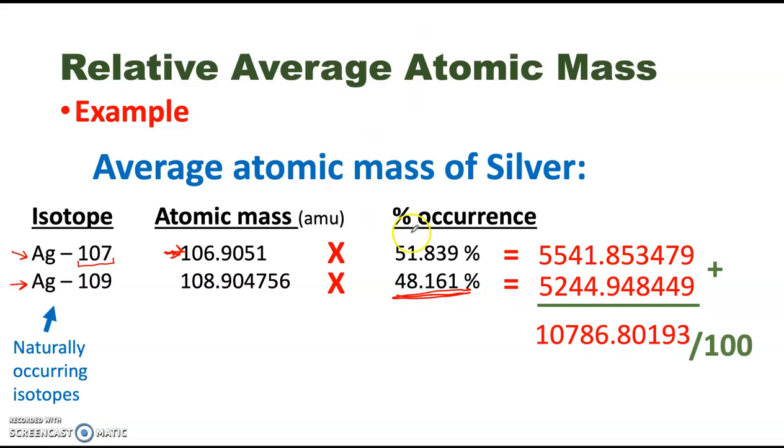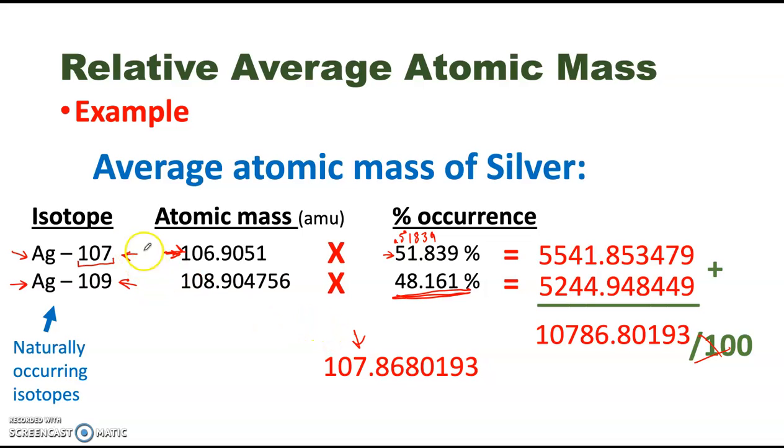Now, some students will choose, instead of multiplying by percentages, to convert these to their decimal forms. If you convert these numbers to their decimal forms and multiply, you would skip this last step. But because we didn't, you have to divide by 100. And you'll end up with this number. And you look at this number. This number lies somewhere between our two isotopes, which is good.